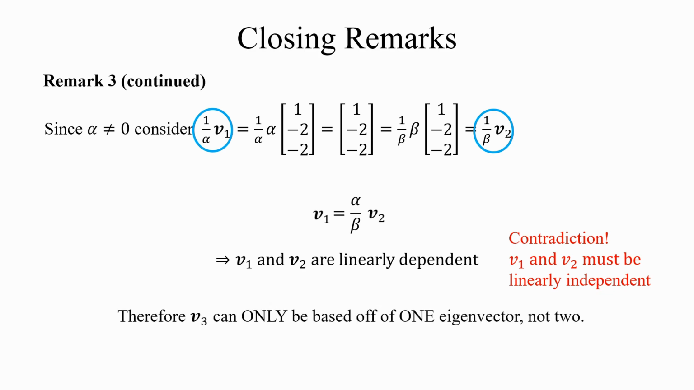So v3 can only be based off of one eigenvector, not both. And which eigenvector it can be based off of? Well, that's just a labeling game. We chose v1. I could have labeled v2 as v1, and then you can base it off of v2. But you can't base it off of both v1 and v2.